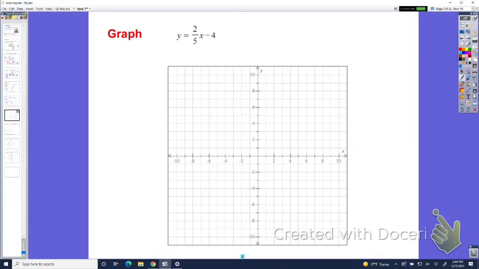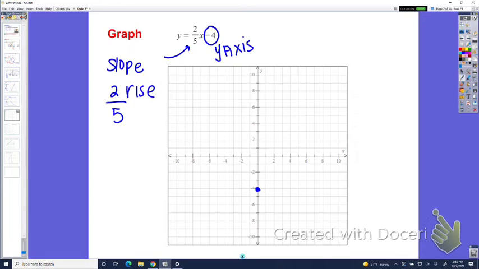Additionally, you're going to have to graph one with a fraction in the front. So again, the -4 goes on the y-axis first. And the slope is 2/5. And it's positive. So we're going to rise 2, run 5. So from the point of -4, go up 2 to -2, and run to the right 5.